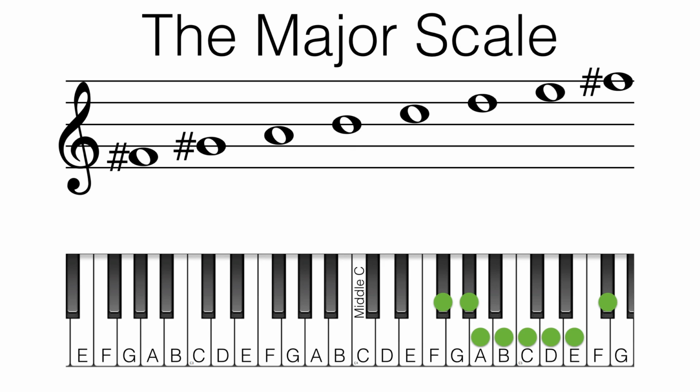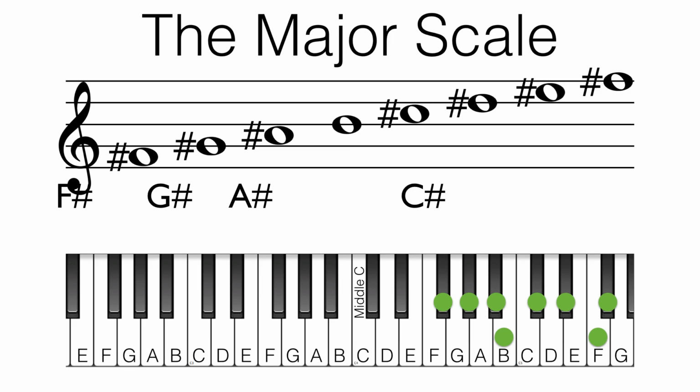G sharp to A is a semitone, so we'll make the A into A sharp. A sharp to B is a semitone, and that's exactly what we want. B to C is a semitone, so we'll make the C into C sharp. C sharp to D is a semitone, so we'll make the D into D sharp. D sharp to E is a semitone, so we'll change the E to E sharp. E sharp to F sharp is a semitone, and that's exactly what we want. We can categorize the scale by saying it has 6 sharps: F sharp, G sharp, A sharp, C sharp, D sharp, and E sharp.